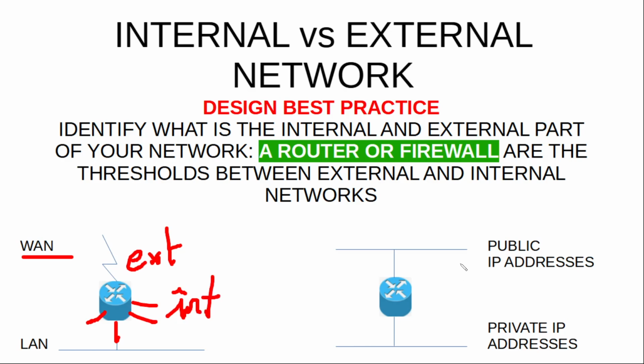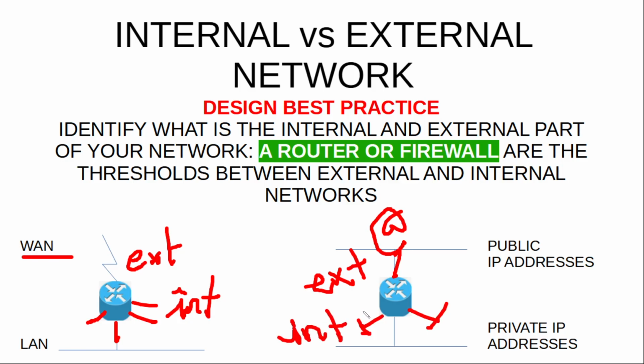Another approach will be analyzing your network, and if you see public IP addressing, that will be your external part of your network that is facing into the internet, and your private IP addressing interfaces will be your internal part of your network. Notice that the threshold between internal and external is usually a router or a firewall.